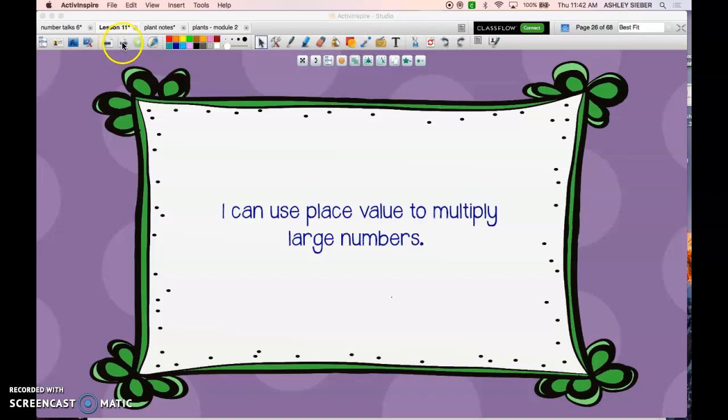Good morning. So today we're going to keep on with our objective: I can use place value to multiply large numbers. We've learned how to multiply 3-digit times 1-digit, 4-digit times 1-digit, and 2-digit times 2-digit. So we're going to practice a couple and then we're going to take a quiz today. So you're going to need a whiteboard, eraser, and marker for this first part.